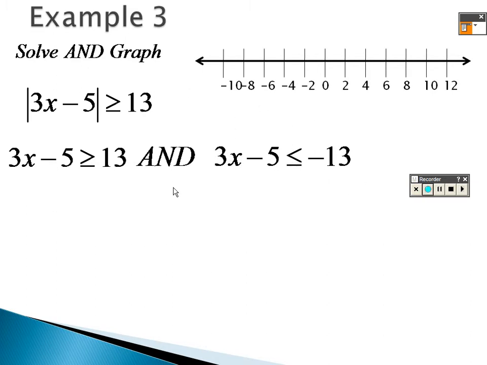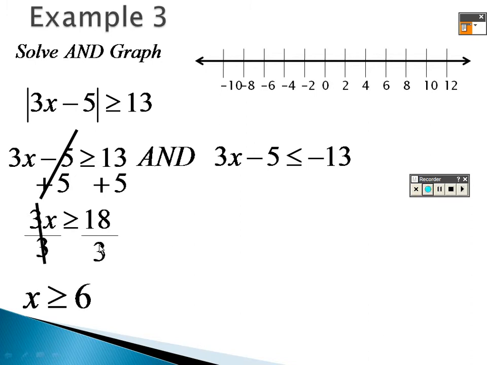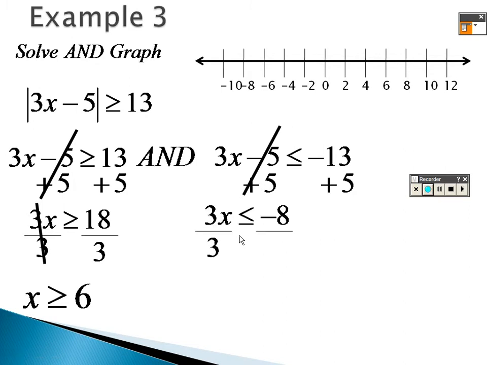And I make it negative. So I solve each of these equations by adding 5. So I get 3x is greater than or equal to 18, so I divide by 3, and I get x is greater than or equal to 6. Over here, I add 5 to both sides, so I get 3x is less than or equal to negative 8. Divide by 3 on both sides, so I get x is less than or equal to negative 8/3.